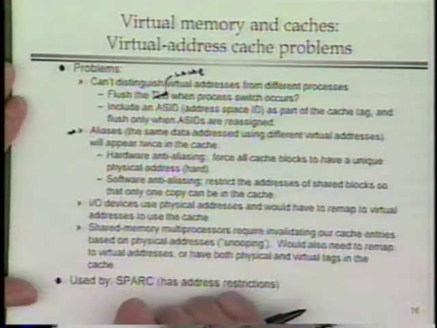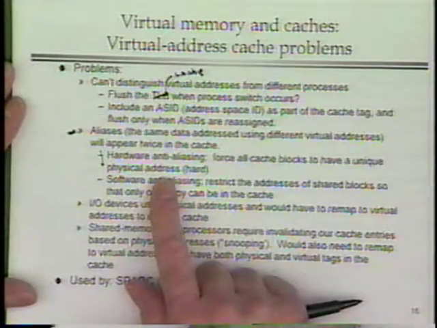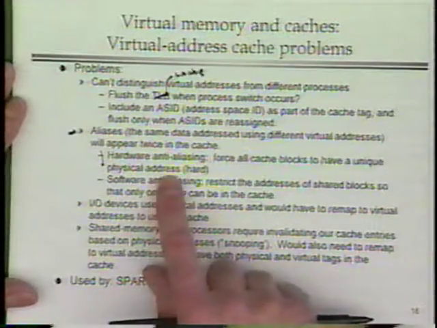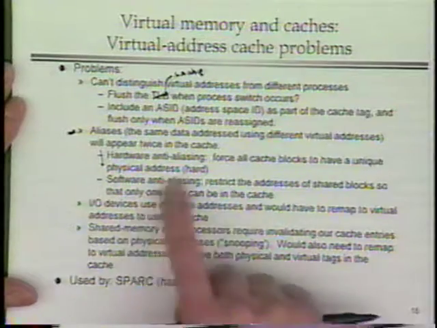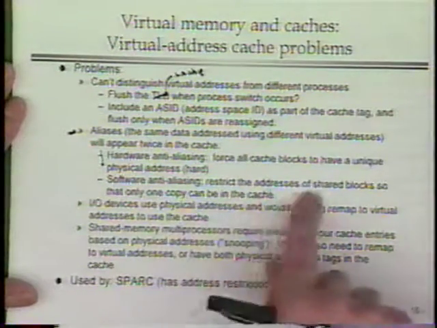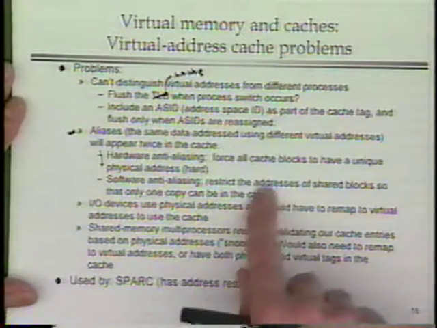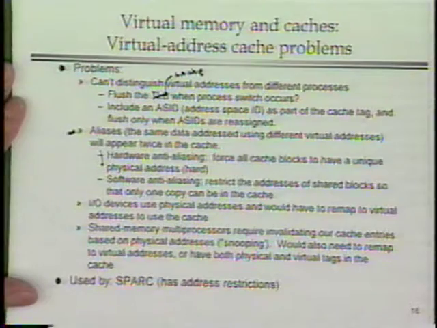So that's a problem. We can either prohibit it, or we can have some kind of a hardware scheme that forces all of the data blocks in the cache to actually represent unique physical addresses, which is a hard thing to do. Or we can begin to restrict the addresses that we assign in either virtual memory space or physical memory space to shared blocks, and I'll talk more about this in a second.